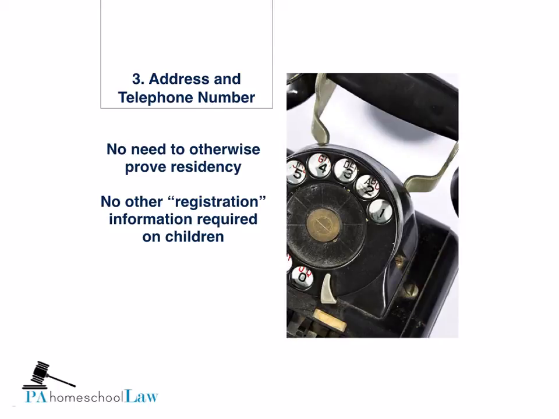The third requirement is relatively self-explanatory for most people. The affidavit must identify the address and telephone number of the home education program. This would simply be your home address and telephone number. Some families no longer maintain a landline, in which case you should just provide the cell phone number of the supervisor. The purpose of this is to identify or verify the school district of residence.